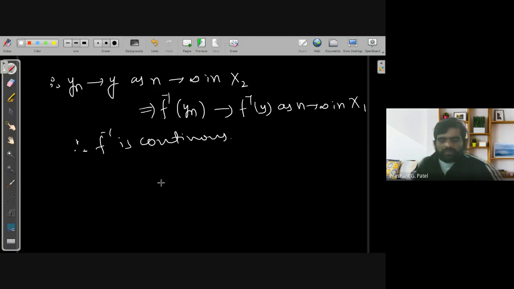So hence we can say that if an onto isometry is there, then it will imply homeomorphism. So that means f is a homeomorphism.